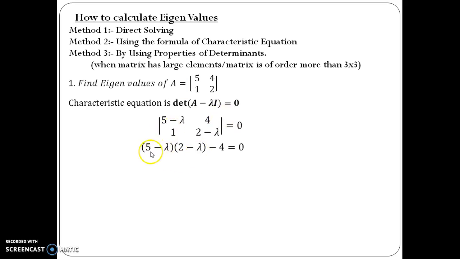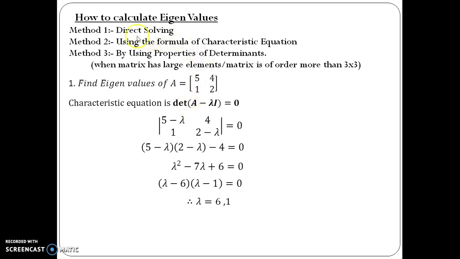On simplifying the determinant, we obtain 5 minus lambda times 2 minus lambda minus 4. Further simplifying, we obtain the quadratic equation lambda square minus 7 lambda plus 6 equals 0. When we simplify this quadratic further, we obtain lambda minus 6 times lambda minus 1 as factors, and finally the roots are lambda equal to 6 and lambda equal to 1. So these values 1 and 6 are the eigenvalues of the matrix A. Now this is method 1, by direct solving. Just take the equation, do the substitution, nothing else.